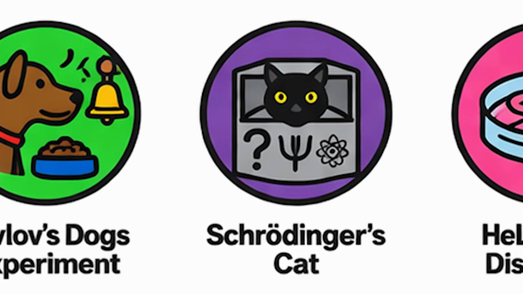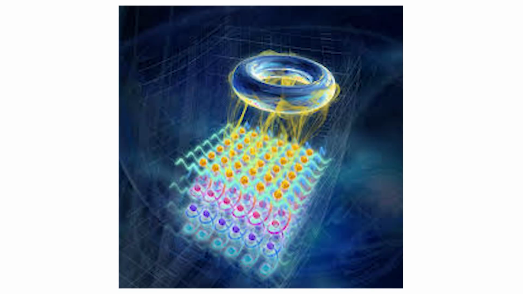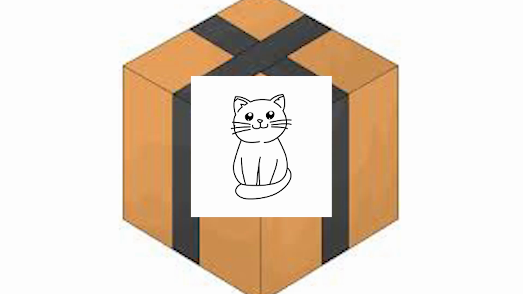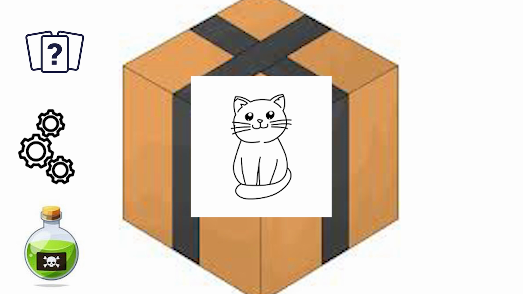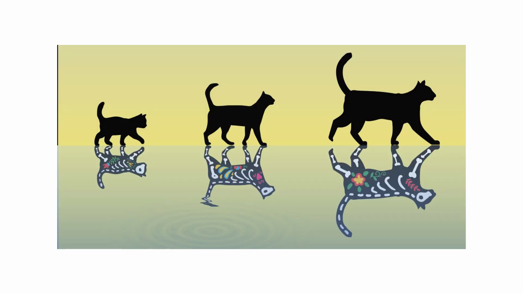Schrödinger's cat. This thought experiment was proposed by Erwin Schrödinger to explain the strange nature of quantum mechanics. It imagines a cat placed in a sealed box with a mechanism that has a random chance of releasing poison. Until the box is opened, the cat is considered both alive and dead at the same time.